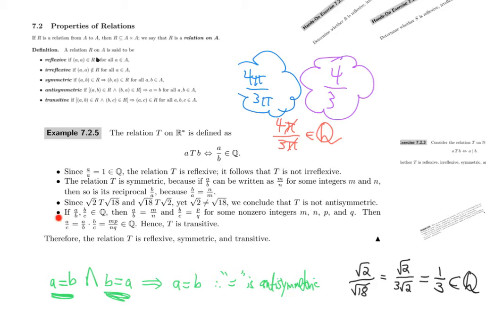All right, so in this fourth bullet point, we're checking for transitivity. Let's say A over B and B over C are rational. Remember, A, B, and C are real numbers. They're not necessarily rational themselves. Think of the 4 pi, 3 pi example. So if A over B and B over C are elements of the rational numbers, then we can write A over B as M over N and B over C as P over Q.